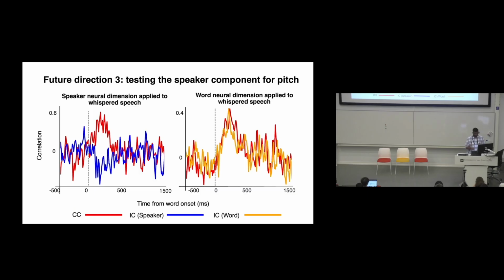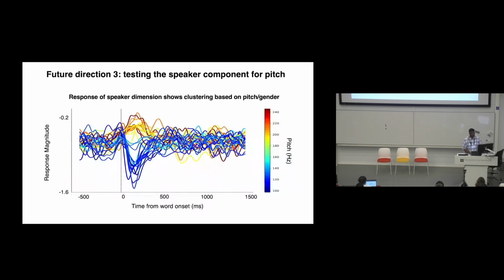And that's the hypothesis we test here, where when we take the speaker neural dimension and apply it to whispered speech, you can see that it's completely not invariant at all, where the IC is flat and not tracking the CC. But if you look at the word neural dimension, so if I say cat, dog, regardless of the pitch-based variation present in my speech, you are still able to effectively distinguish cat and dog. So if I take the word neural dimension and apply that to whispered speech, then it should generalize, and it does.